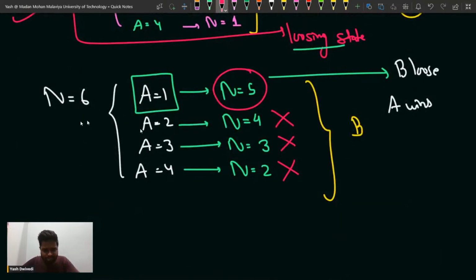So n is equal to 6. If you see, a will take one matchstick here, and then b will get 5 matchsticks. You would like b to get this many matchsticks, because if any player gets 5 matchsticks, n is equal to 5 is a losing state, so b will lose here.